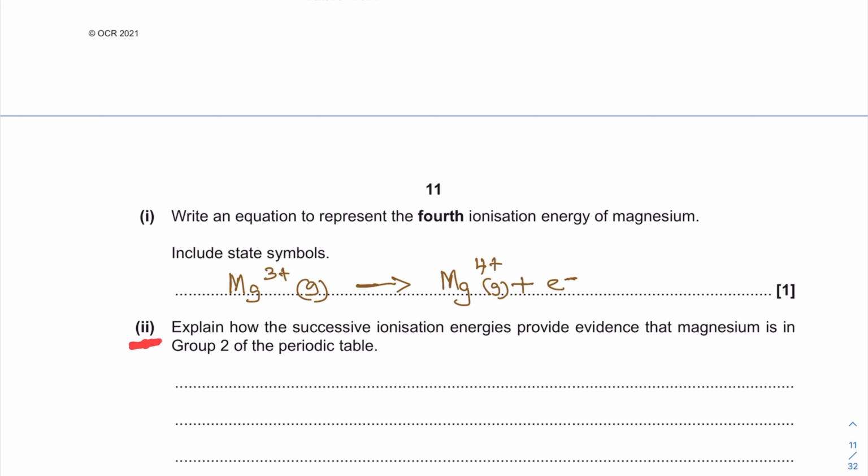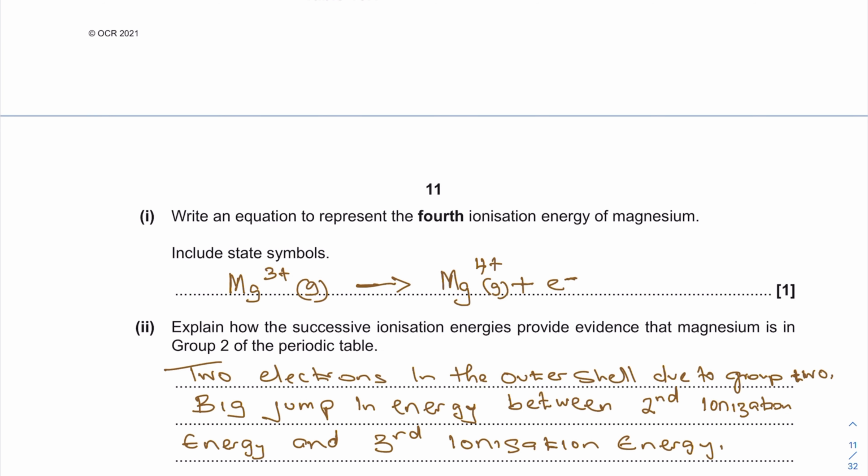Now, question 16b2. Explain how the successive ionization energies provide evidence that magnesium is in group 2 of the periodic table. Well, we've got the 2 electrons in the outermost shell due to the fact that the element is in group 2, and the big jump in energy between the 2nd ionization energy and the 3rd ionization energy indicates that this is in group 2.